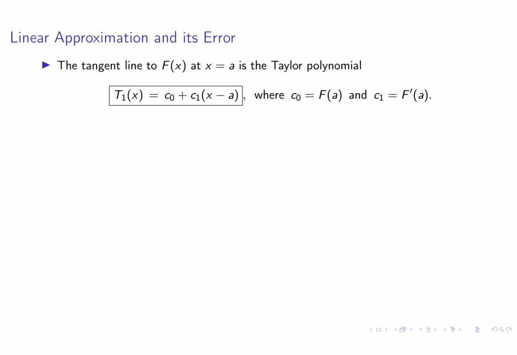Recall the equation of the tangent line to f of x at x equal a. It's a polynomial of the first degree with the coefficients equal to the y value of f at a and the derivative of f at a. In our terminology, this is a Taylor polynomial of degree 1 at x equal a.